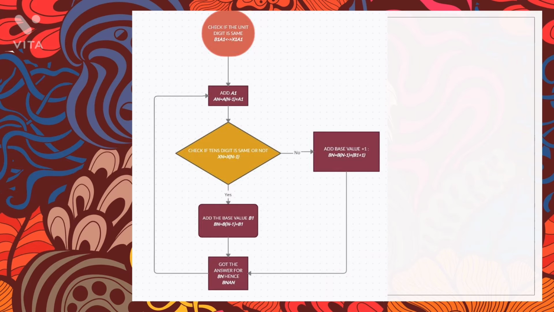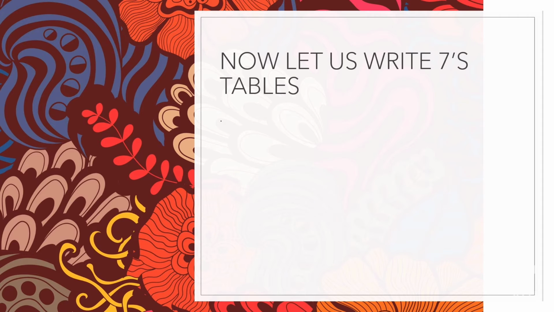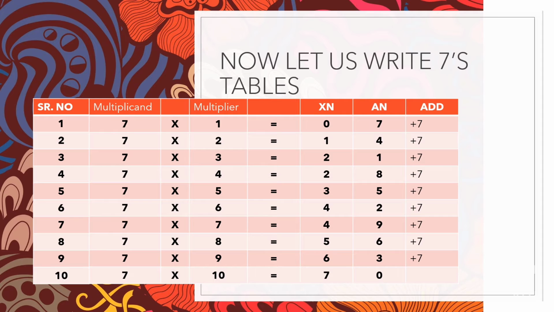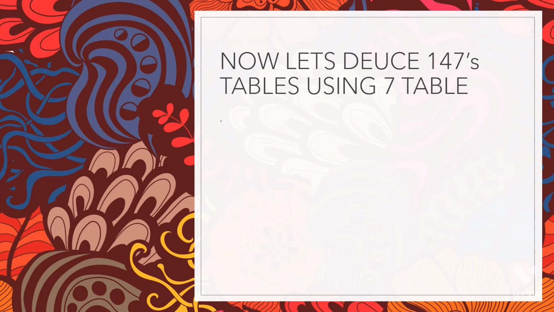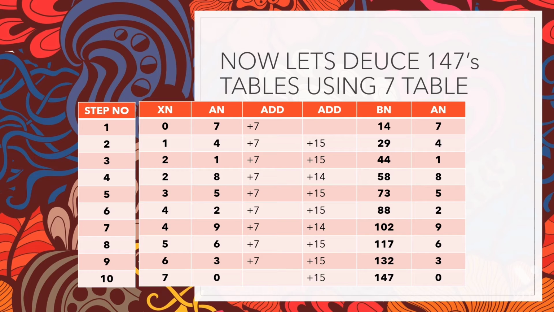Now to derive the table of 147, first we have to write the table of 7 as shown in the diagram, and using it we'll derive the values of the 147 table. Now let's deduce 147's table using the 7 table. As shown in the table, xn and an are in the second and third columns. The fourth column shows the steps of multiplication by adding 7 to get the next value. The first column represents the step numbers of multiplication and the last two columns represent the bn and an values. The fifth column represents the addition to the bn.